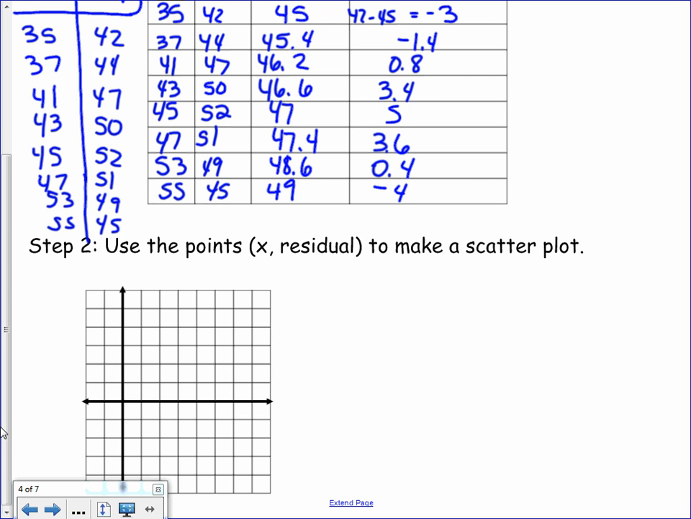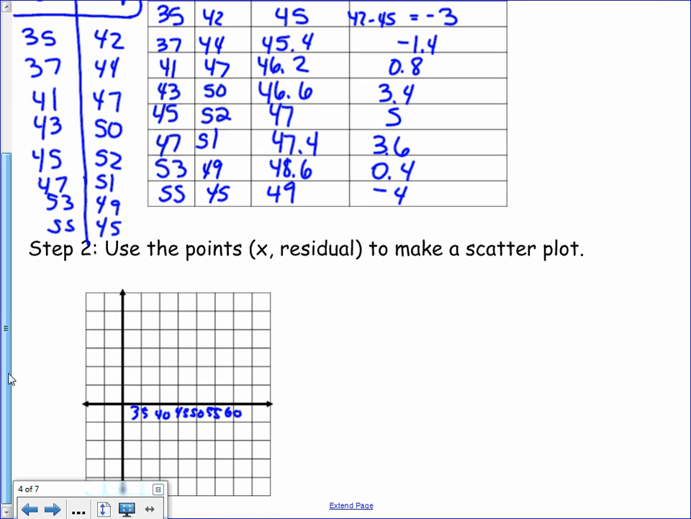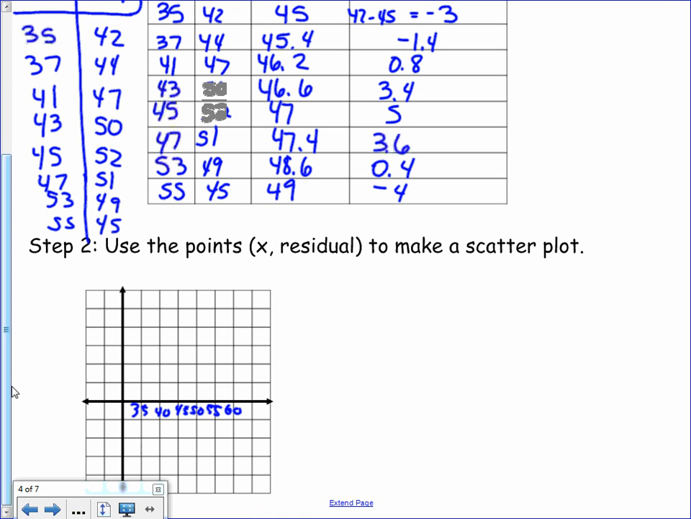So we have x values of 35 basically to 55. I'll just go up by 5s here: 35, 40, 45, 50, 55, 60. And our y values, the residuals went from a high of 3.6 to a low of negative 4. So 1, 2, 3, 5, negative 1, negative 2, negative 3, negative 4.